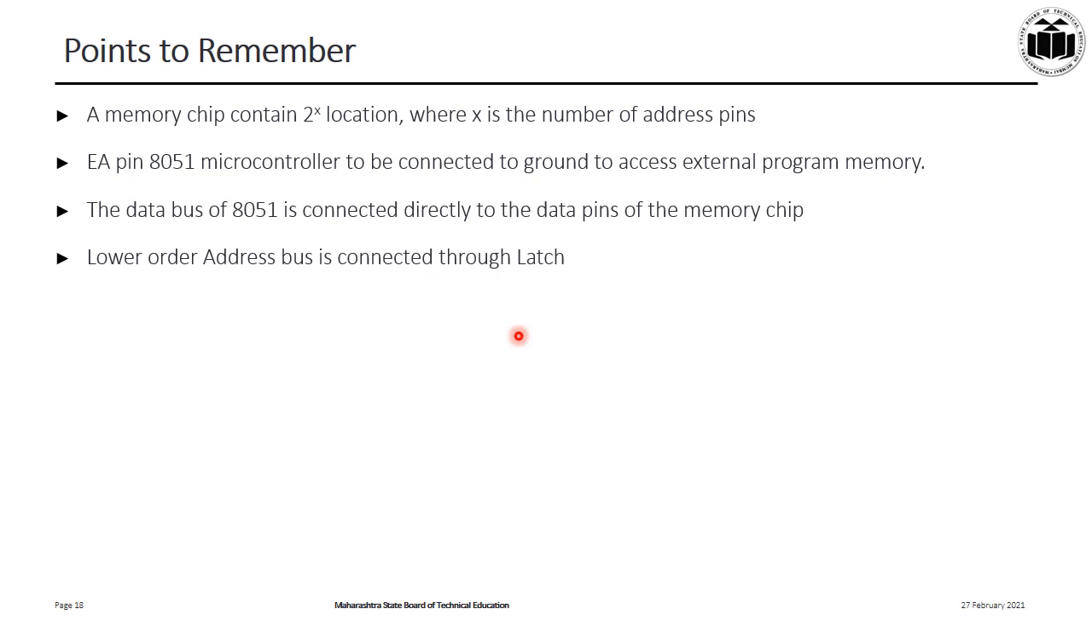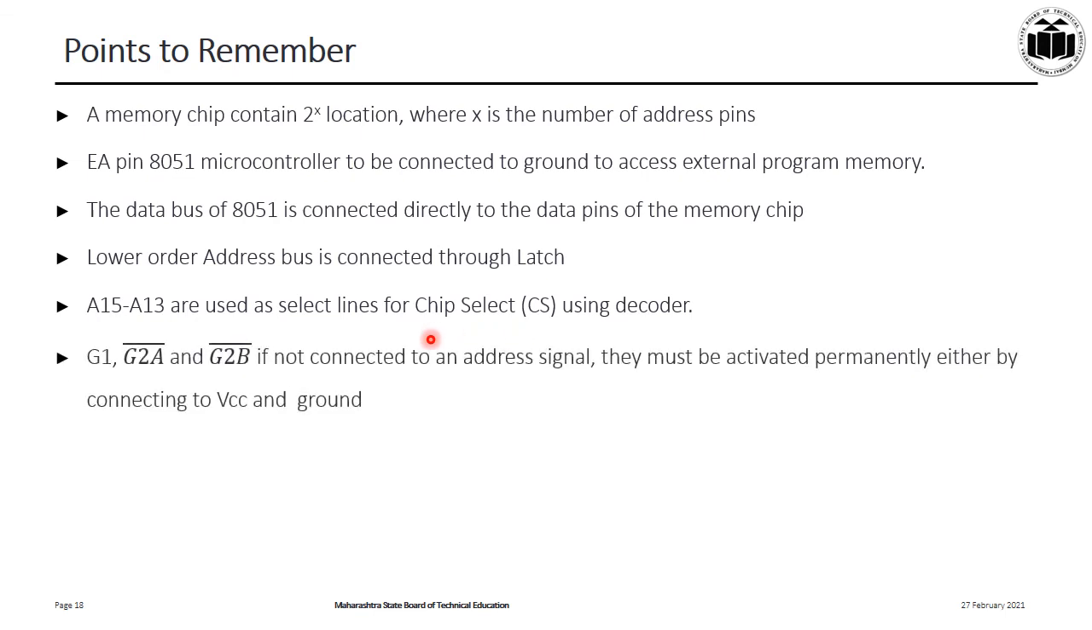Lower order address bus is connected through a latch. A15, A14, A13 are used as select lines. G1, G2A bar and G2B bar, if not connected to any address signal, must be activated permanently by either connecting to VCC or ground.